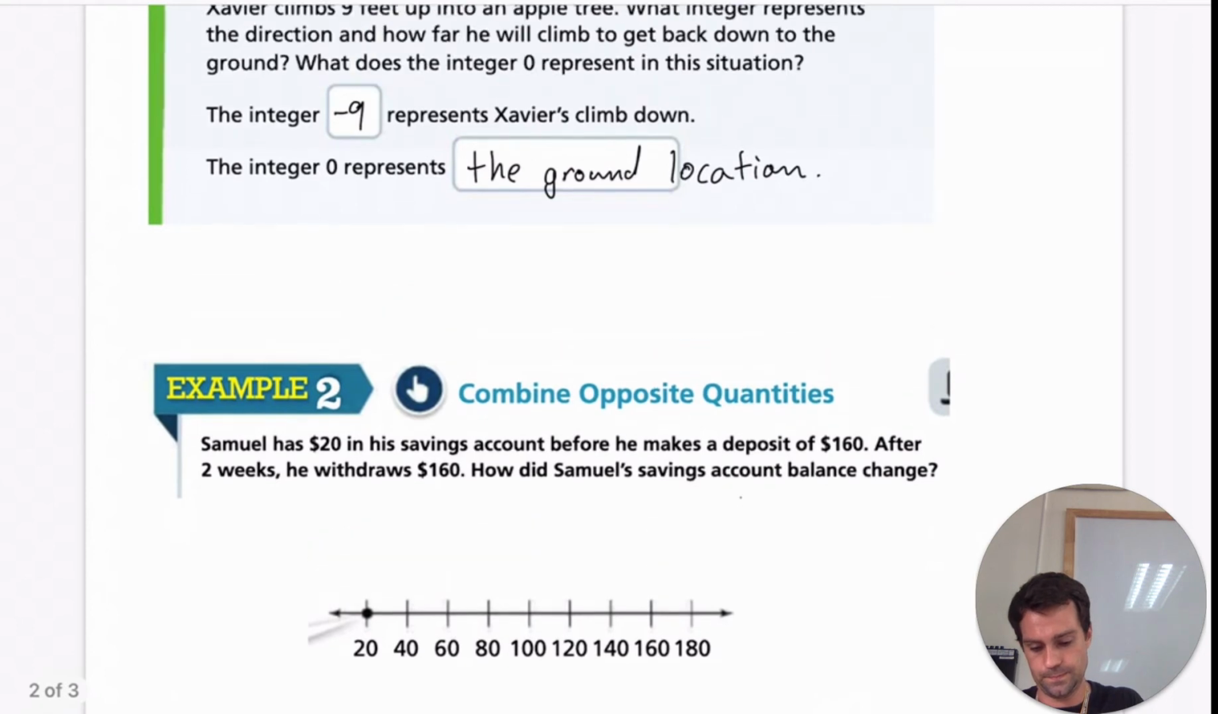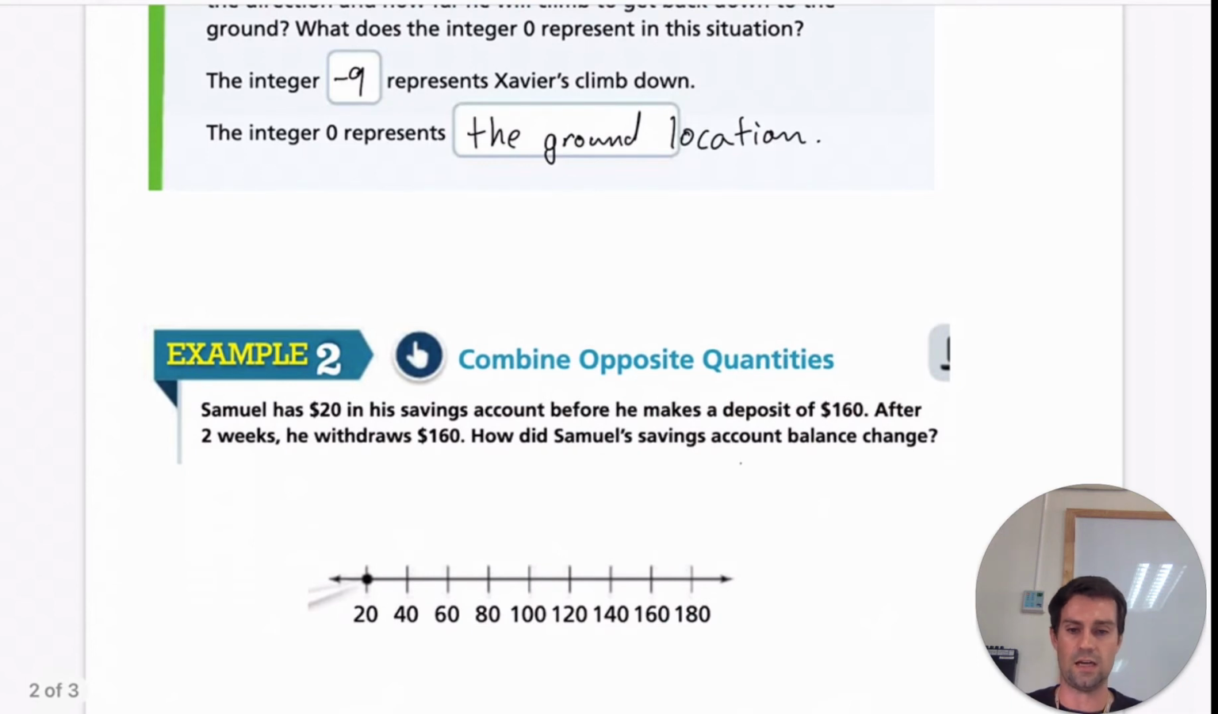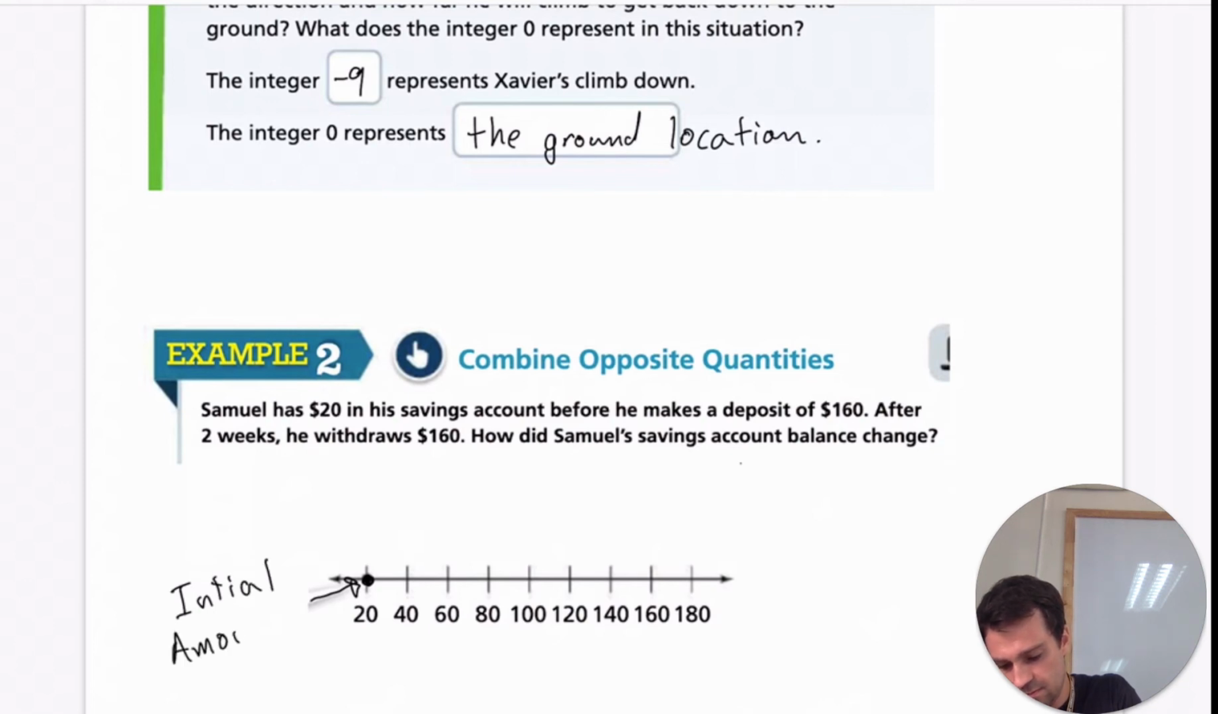Example 2. So you need to write this example down. Samuel has $20 in his savings account before he makes a deposit of $160. After 2 weeks, he withdraws $160. How did Samuel's savings account balance change? So we're going to go ahead and represent this using a number line. So 20 here represents the starting value. It's the initial amount. He's starting with $20 in his account.